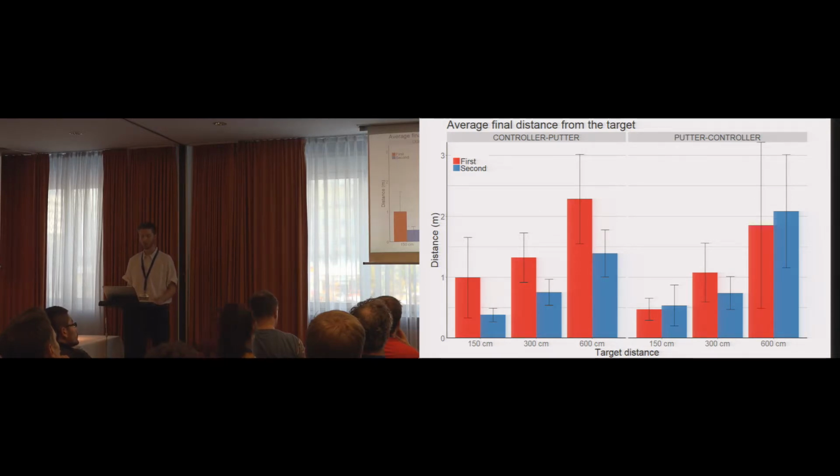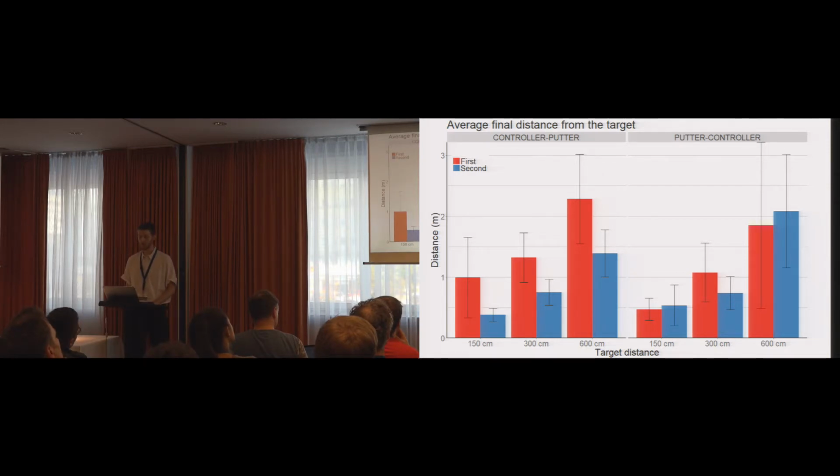So this is the same chart, but split out into the two groups that we put the people into. The groups that tried the controller first are on the left, and people who tried the putter first are on the right. So here you can see the learning effect. As people used the system, they got better at it. They got better at golfing, maybe. They got better maybe just at the system, but it's definitely an effect that we can see.